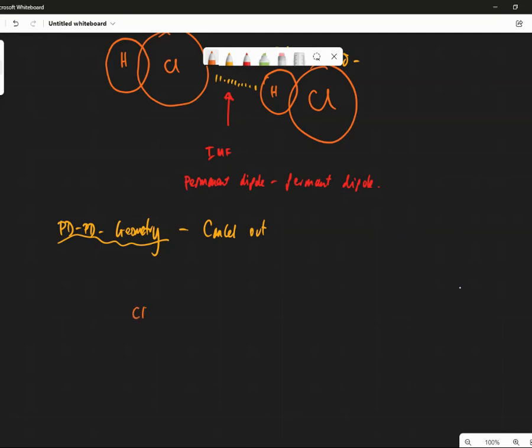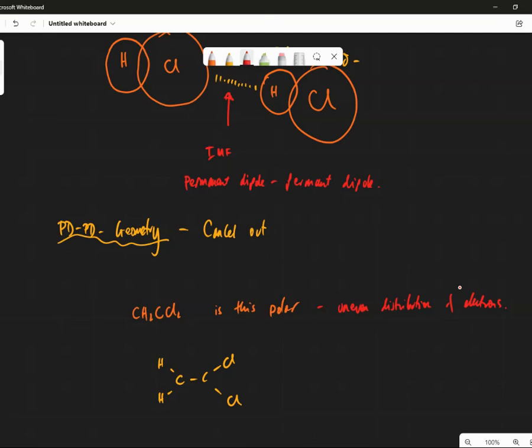How about this? CH2, CCl2. Is this polar? Is the molecule polar? In other words, is there an uneven distribution of electrons? Now, looking at that, CH2, CCl2, I don't know if it's polar. I've got to do what all of you have got to do. I've got to draw the thing. Otherwise, I'll get confused. So I'm going to draw it. CH2, CCl2.